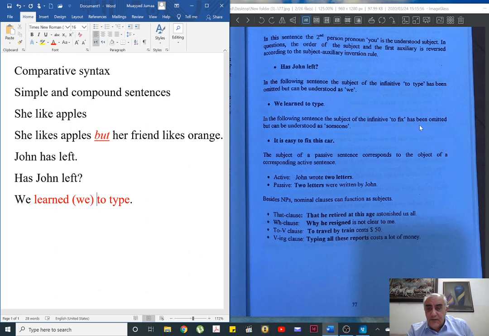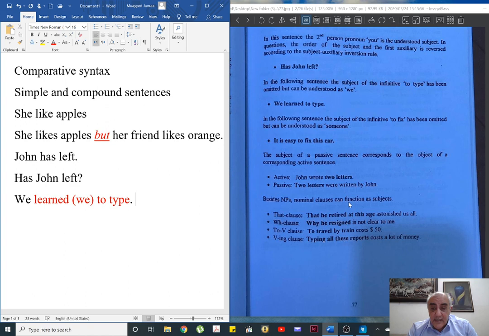Now, if we think about the passive and active here, we have: John wrote two letters. The passive: two letters were written by John. You know the difference between the active and the passive. Here, John is the subject, wrote the verb, two letters the object. We bring the object to the beginning and we use the verb to be. Here we have were because it is plural, and then the past participle, and we put by plus the subject, which is John.